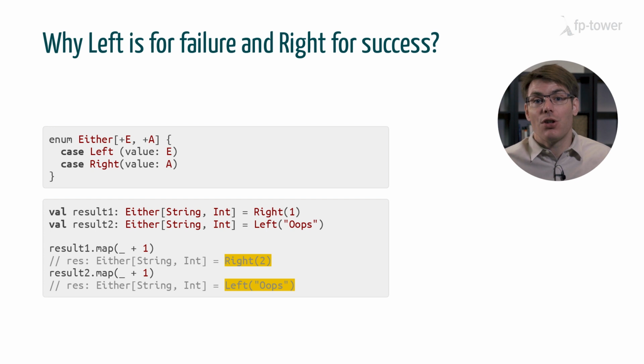You might also wonder why left is used for failure and right for success. It's just a convention. Scala could have done it the other way around. However, it's important to follow this convention if we want to use either within a for comprehension, because map and flatMap only target the right side of an either. You will see it will become clear after a couple of exercises.